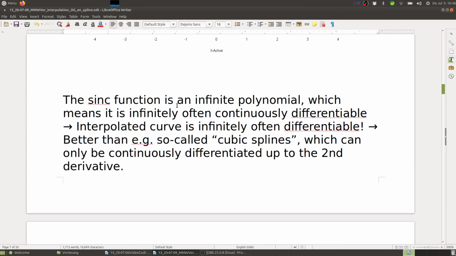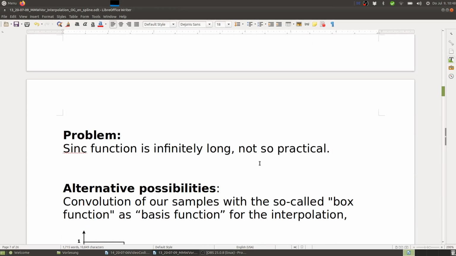So the sinc function is an infinite polynomial, which means it is infinitely often continuously differentiable. And this also means the interpolated curve is infinitely often differentiable. So that's very good. It's even better than the so-called cubic splines, which we will see next, which can only be continuously differentiated up to the second derivative.